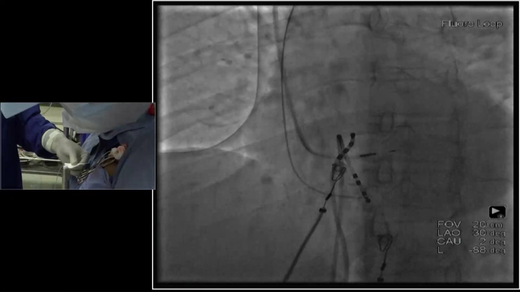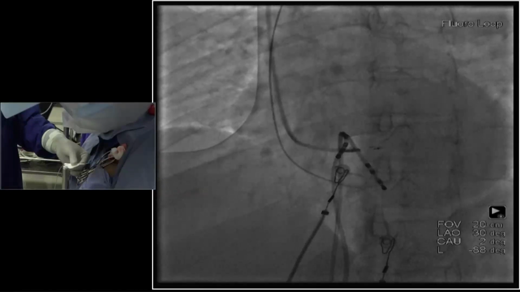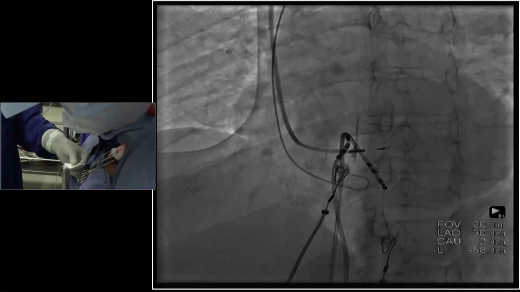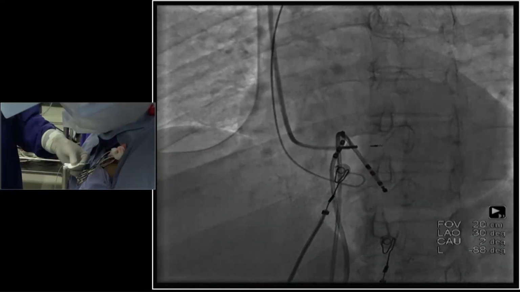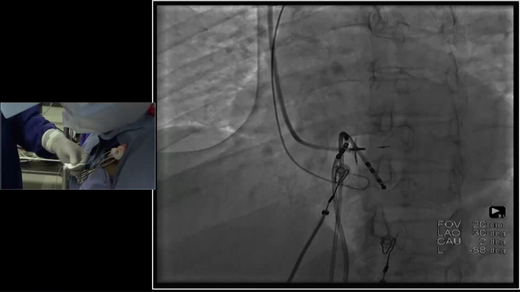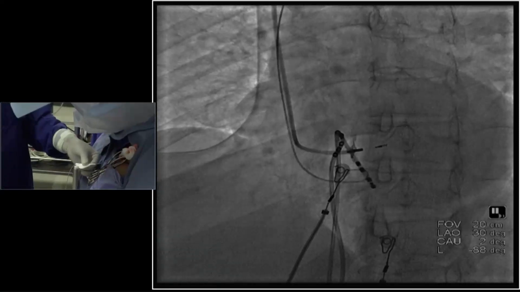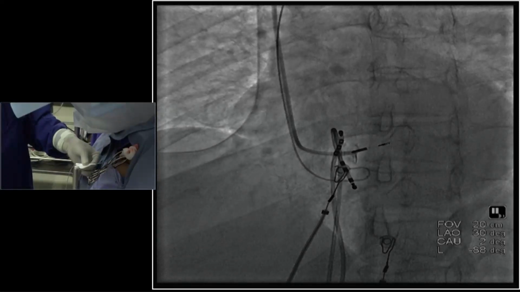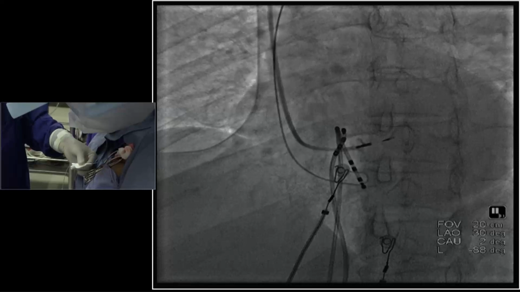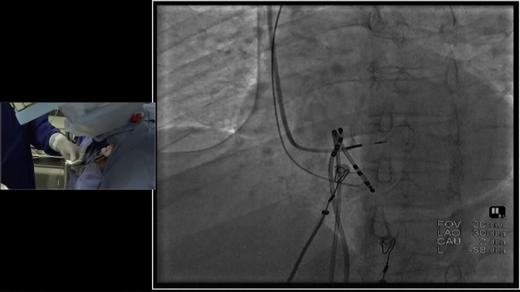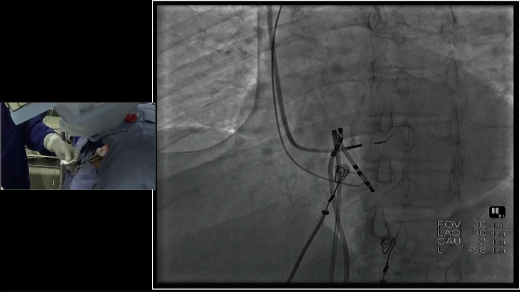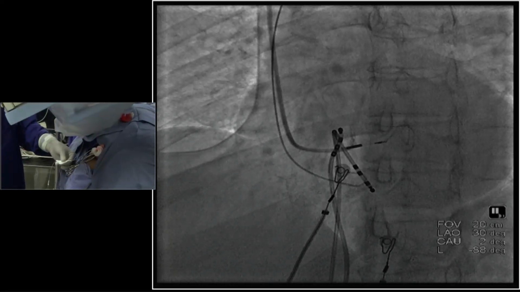Freeze and show the contrast delineating the septum. Can you freeze? Fluoro freeze. See, the anode has penetrated the RV aspect of the septum. So you can see here the contrast septal staining is midway in that radio opaque marker. That means that part of the anode is also in.